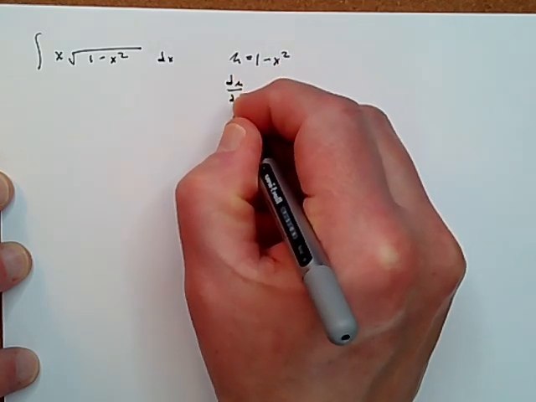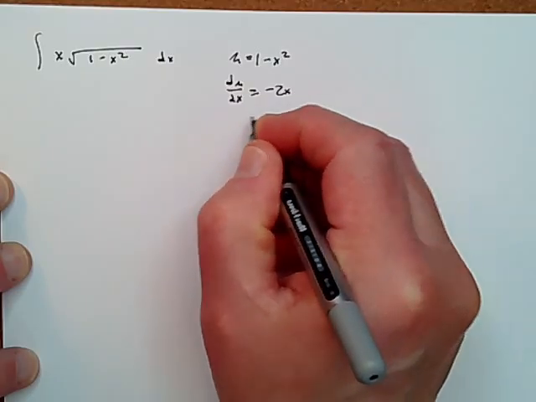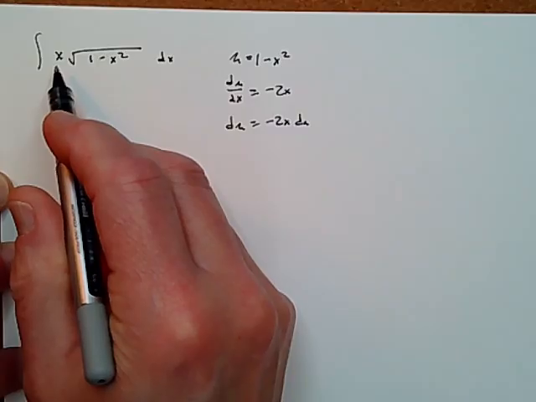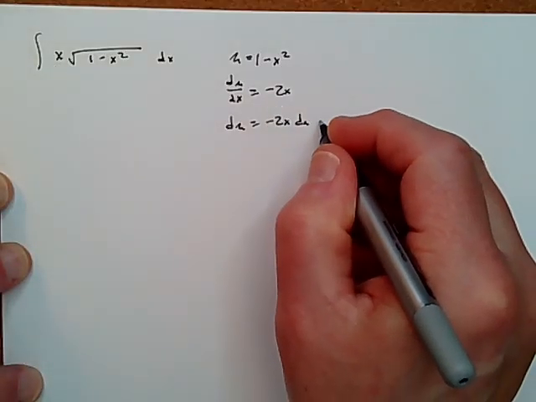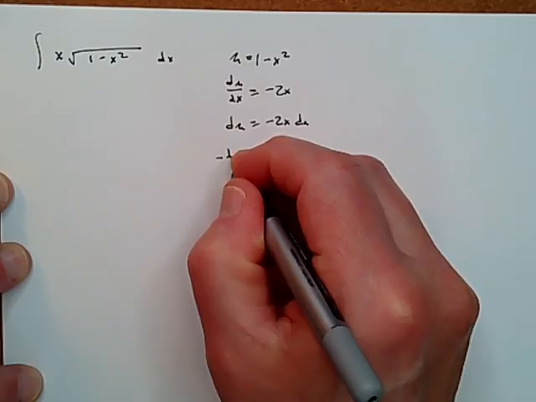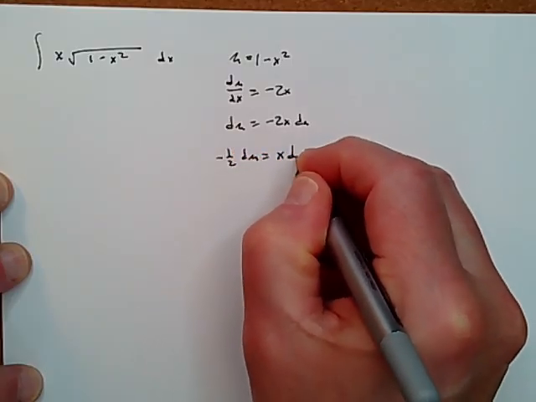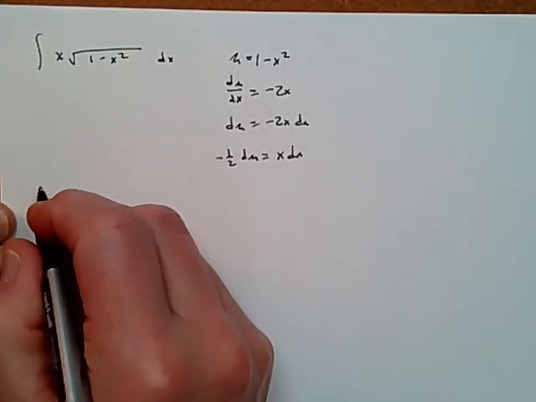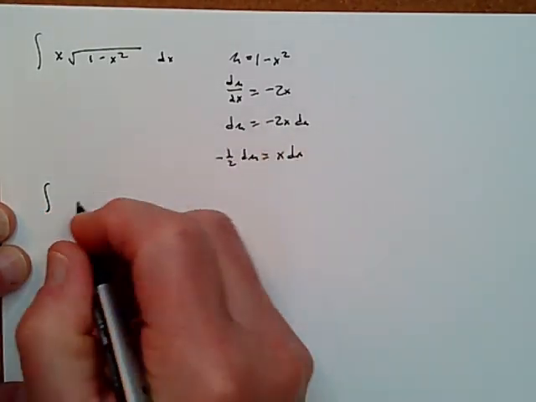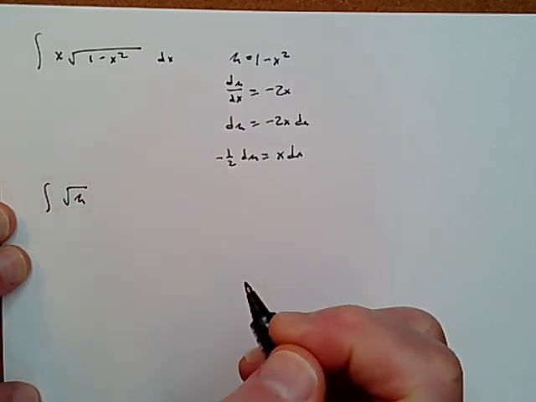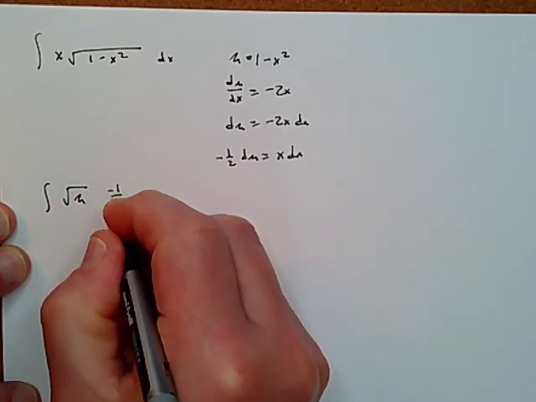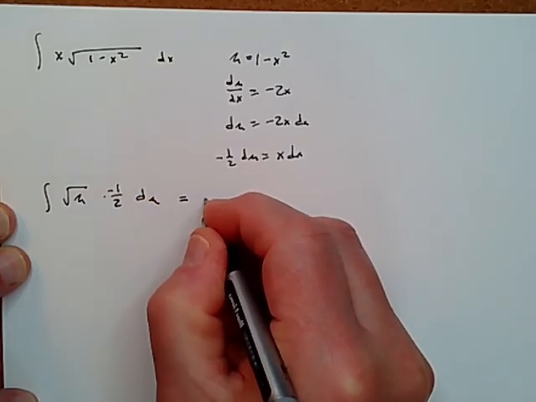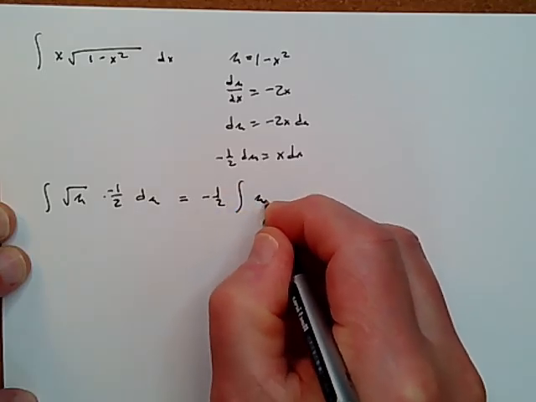So du/dx is minus 2x, so du is minus 2x dx. And I was given an x dx, not minus 2x dx. So I end up with minus 1/2 du equals x dx. That's what I was given, so I'm happy with that. So we end up with the substitution: we're looking at the square root of u times minus 1/2 and then a du. Bring the minus 1/2 out: u to the 1/2 power du.